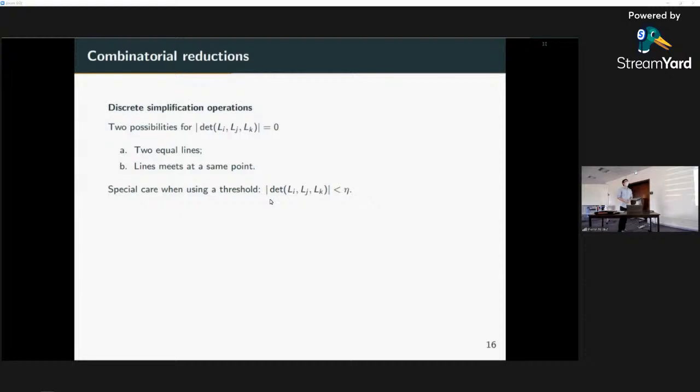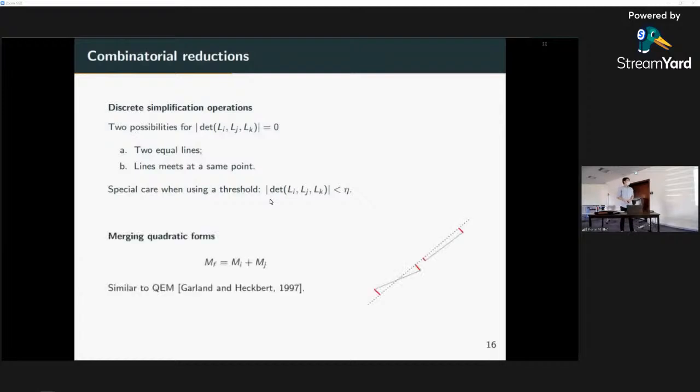During the continuous optimization, we add discrete operations, which actually simplify the combinatorial nature of the 2D partition. Those discrete operations, we can determine when they happen: we saw that there were two possibilities when the absolute value of the determinant of 3 lines equals 0. Either we have two equal lines or lines meet at the same point. So in our representation, we're able to merge lines. However, we need to take special care because in the optimization, we can never have that this term is exactly equal to 0. So we have to see what happens when we use a threshold instead.